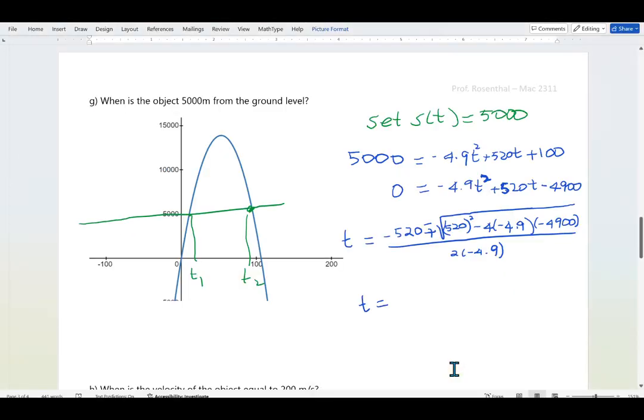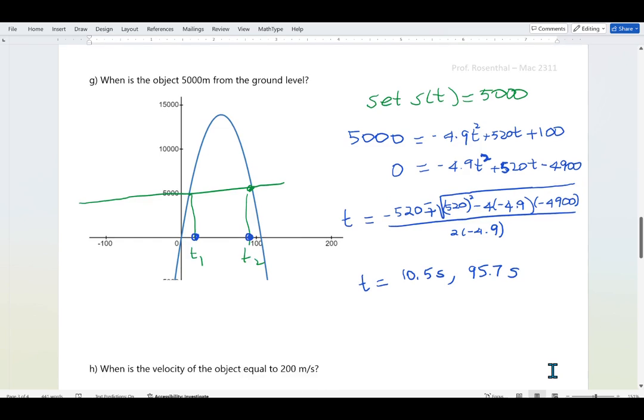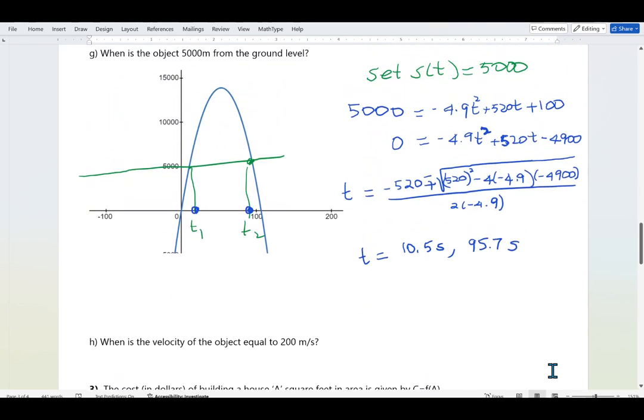So 2 moments in time: at 10.5 seconds, also 95.7 seconds. And based on this graph, again, we can see that makes sense. There are 2 times when the height from the ground will be exactly 5,000 meters. And then I think I have one last part of this question. When is the velocity equal to 200 meters per second?